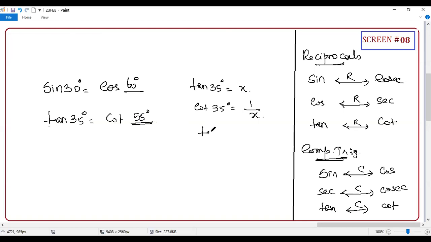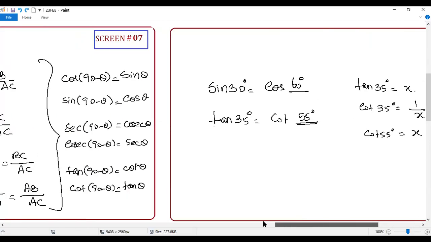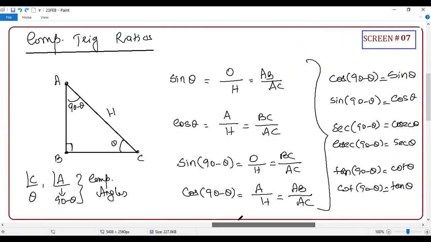Yes, sir. Tan 55, what is cot 55, if I ask? It is x. Clear or not? So it is a very, very, very important relationship, student. You should know very well. So reciprocal and complementary trigonometry ratios, even though they deleted, I really don't know why they have deleted. It's a nonsense idea, because complementary trigonometry ratios are very, very important for your higher classes. Any doubt, my dear students?